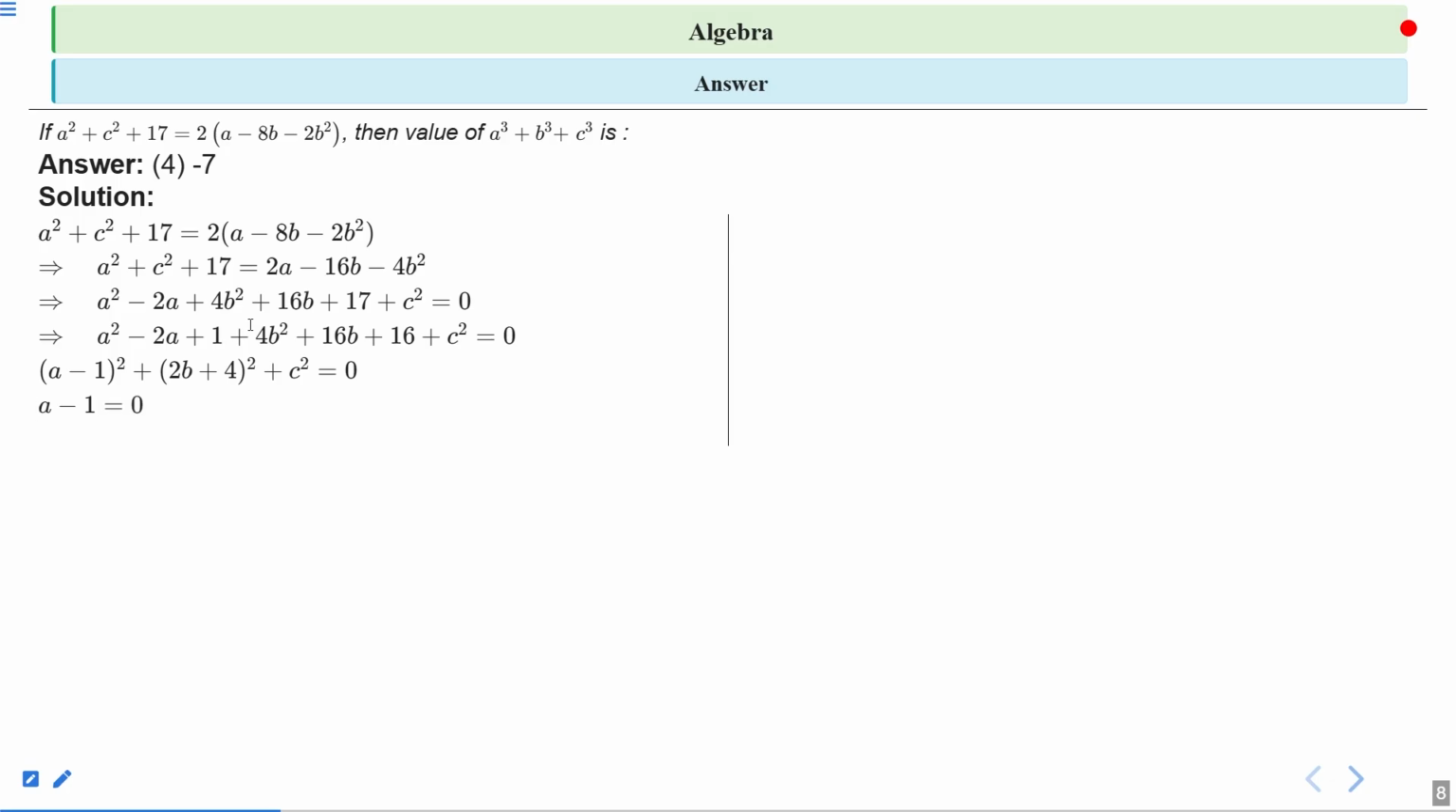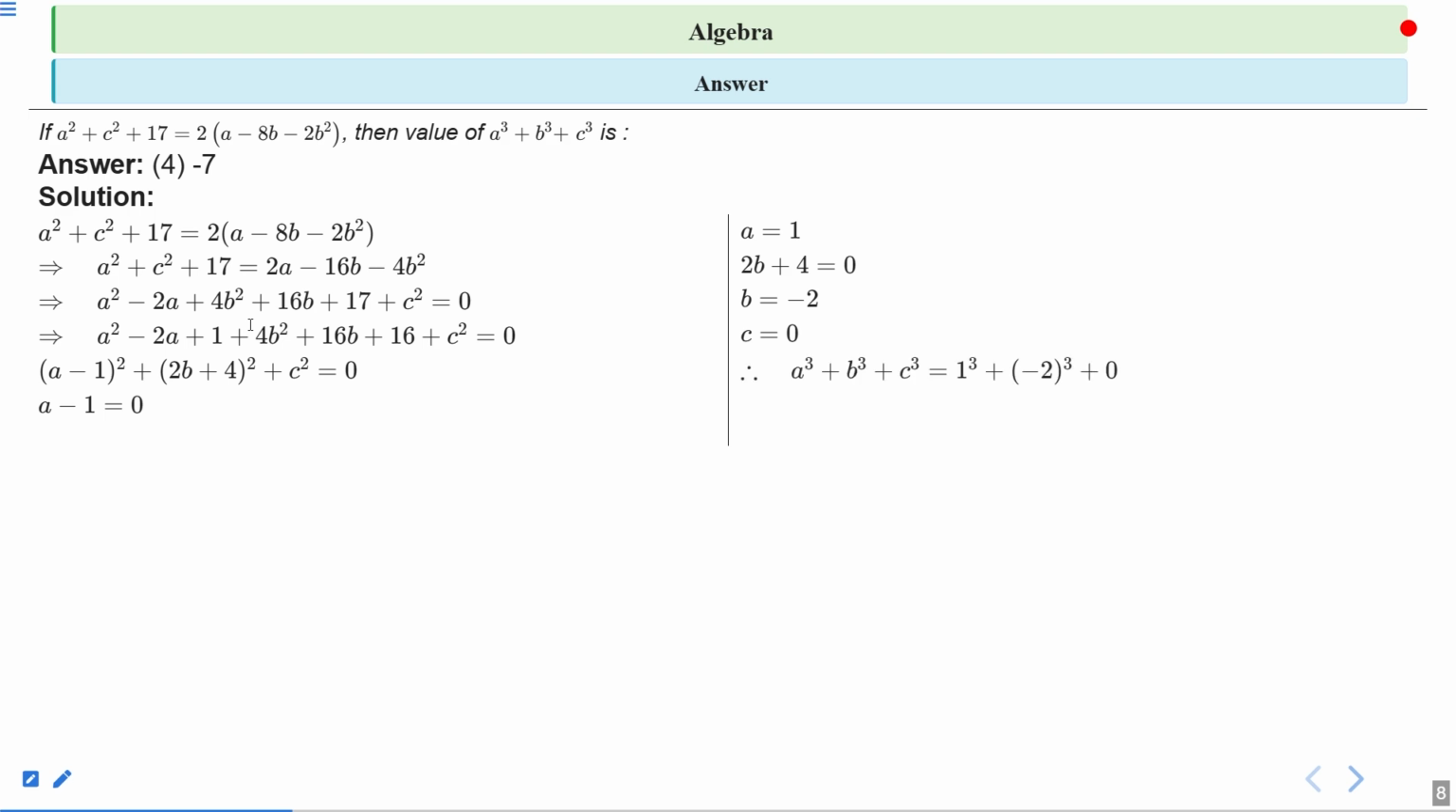So we can say that a minus 1 equals 0. We can compare it, so we get a equals 1. Same way, 2b plus 4 equals 0, so we get b equals minus 2. Now we can see that c square equals 0, so c will become 0.